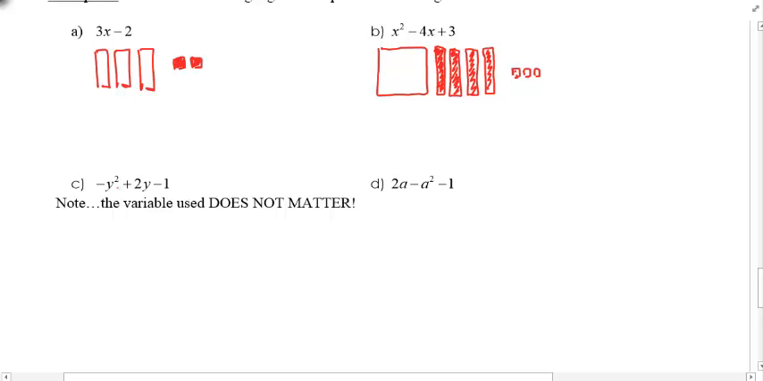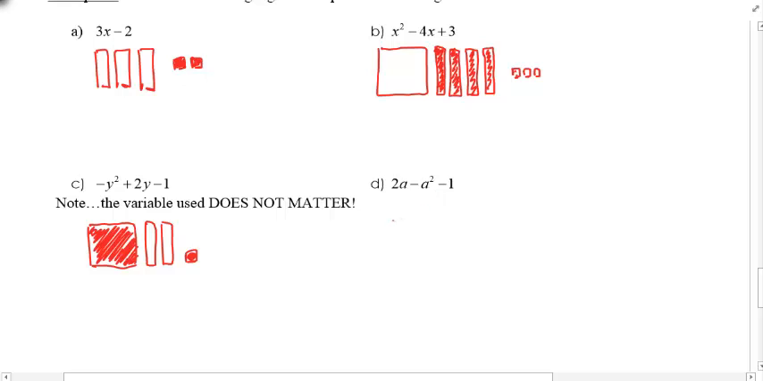So, negative y squared. Think about what that could be. The y squared must be the box. Yeah. And let's shade in the box because it's negative. Plus 2y's. That must be the rods. Must be 2 of them, which are positive. And then I got a minus 1. So 1 small square, shaded, because it's negative. Done.